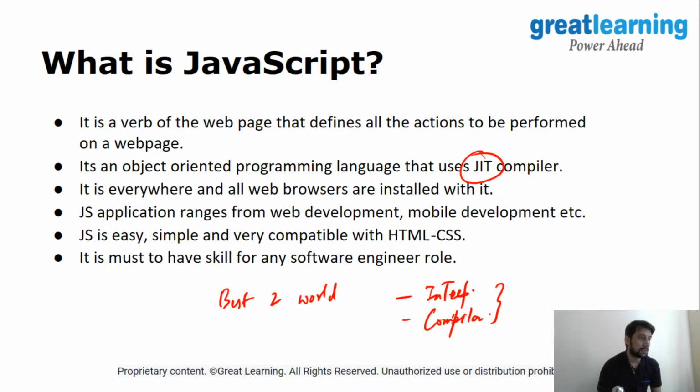Which software is used for web design? Web designing is obviously front end. When you talk about front end, there is Bootstrap, HTML, CSS, JavaScript, React, all those things. You can also go for Angular, but I don't like Angular. JavaScript is very easy, very compatible with HTML and CSS, and it is a must-have skill when you talk about a software engineering role.